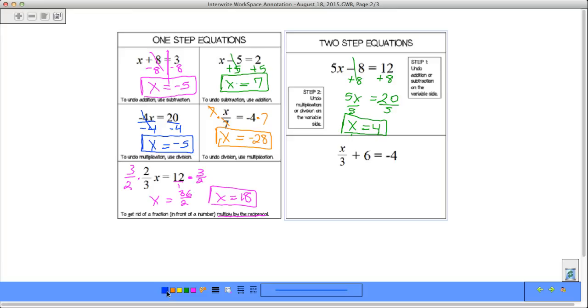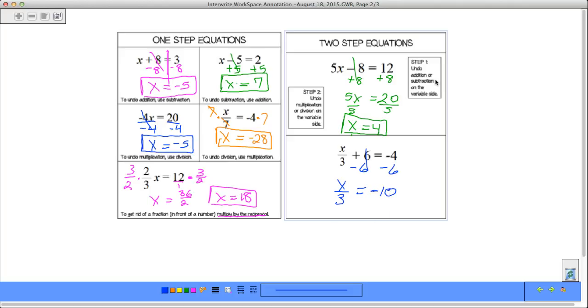All right. Moving down here, same idea. I look for the side with the x. Here's my x. But this one's hard to get rid of. This one's clingy. So I get rid of the addition or subtraction first. To get rid of the plus 6, I need to subtract 6. Whatever I do on one side, I'm going to do on the other. So that leaves me with x over 3 equals negative 10.